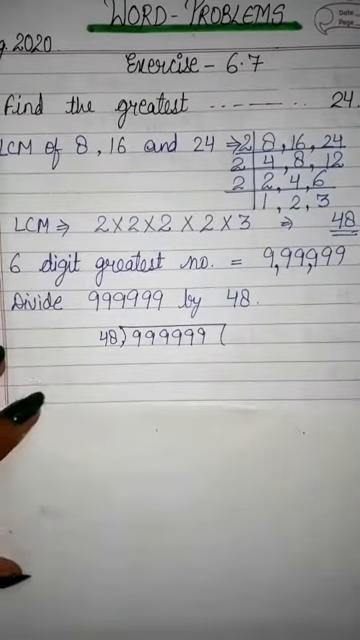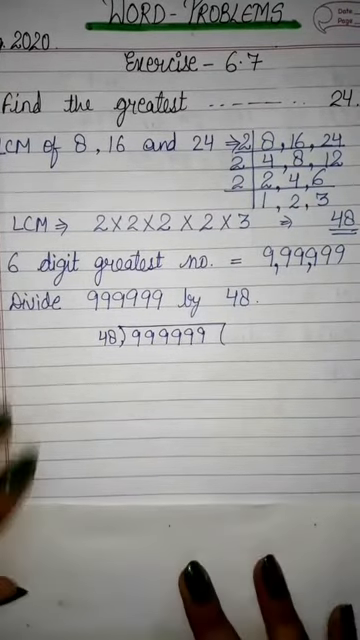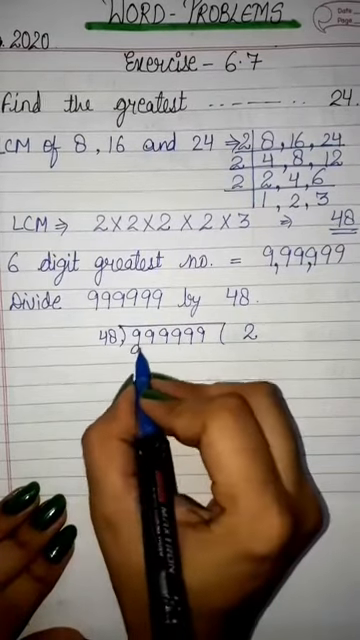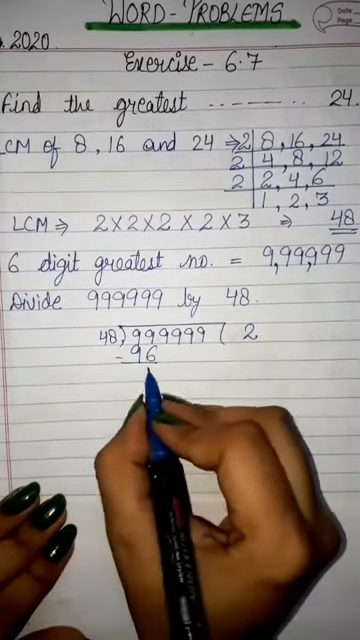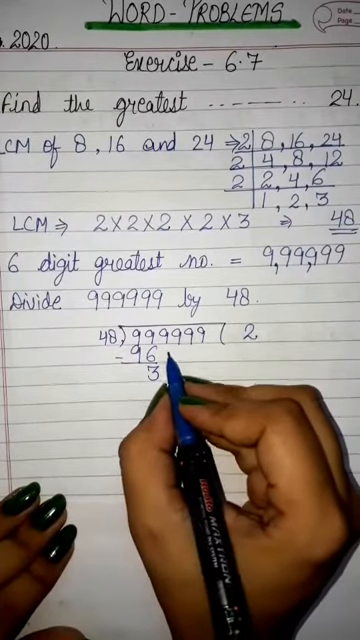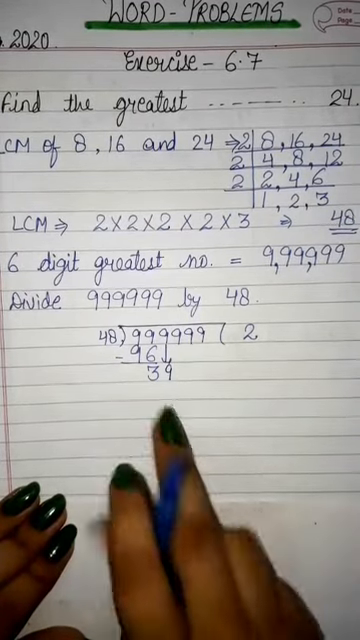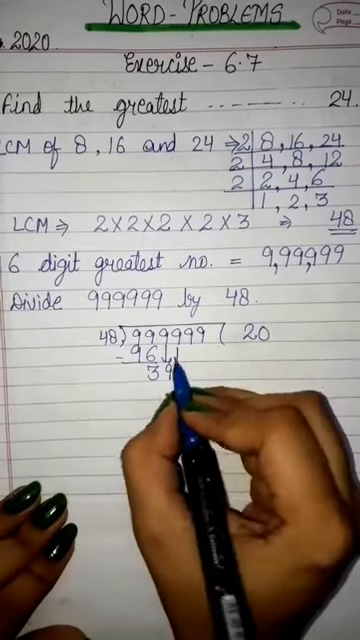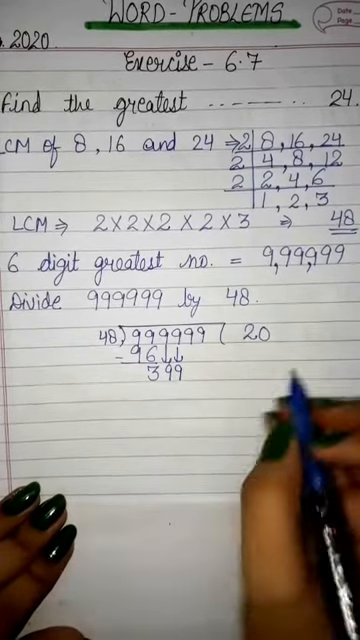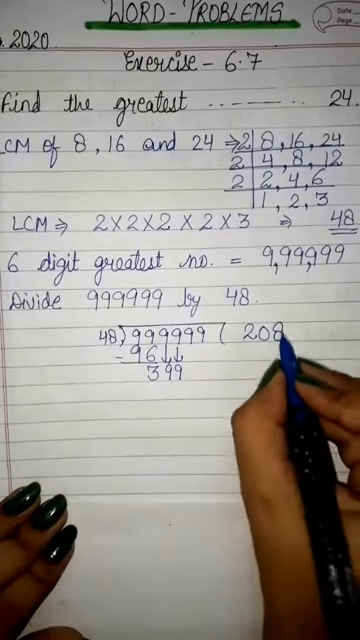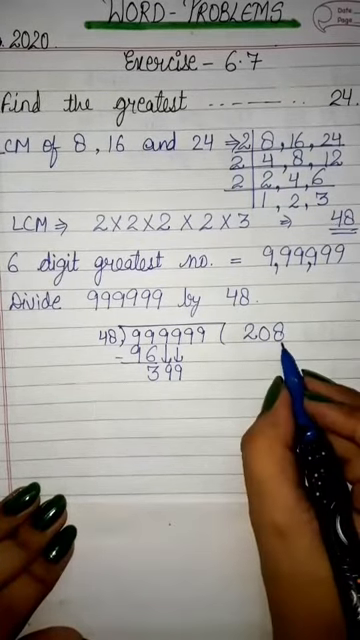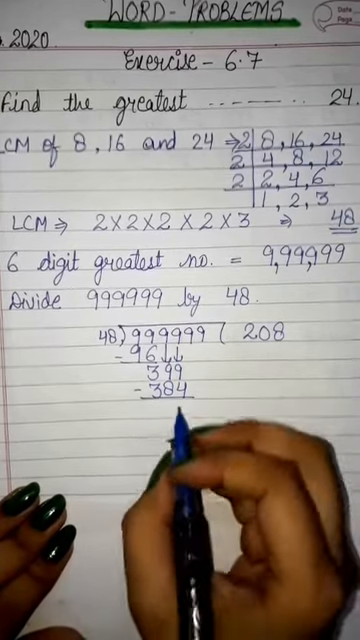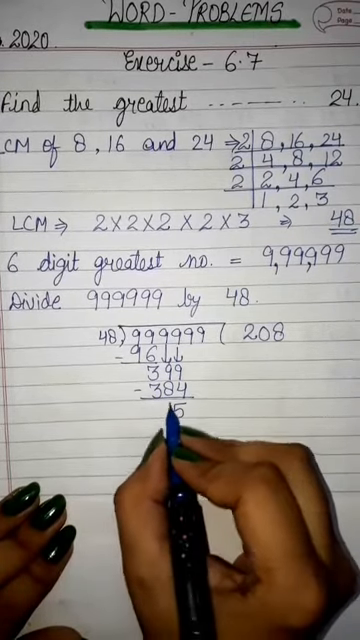You know how to do the division. Let's see. 48 2s is 96. Now subtract it. You will get 3 and this 9. Now see, 39 is smaller than this divisor. So we will place 0 and one more 9 we will copy down. Now it will go by 8 times. 48 into 8, what you will get? 384. Now subtract it, you get 5 and 1.